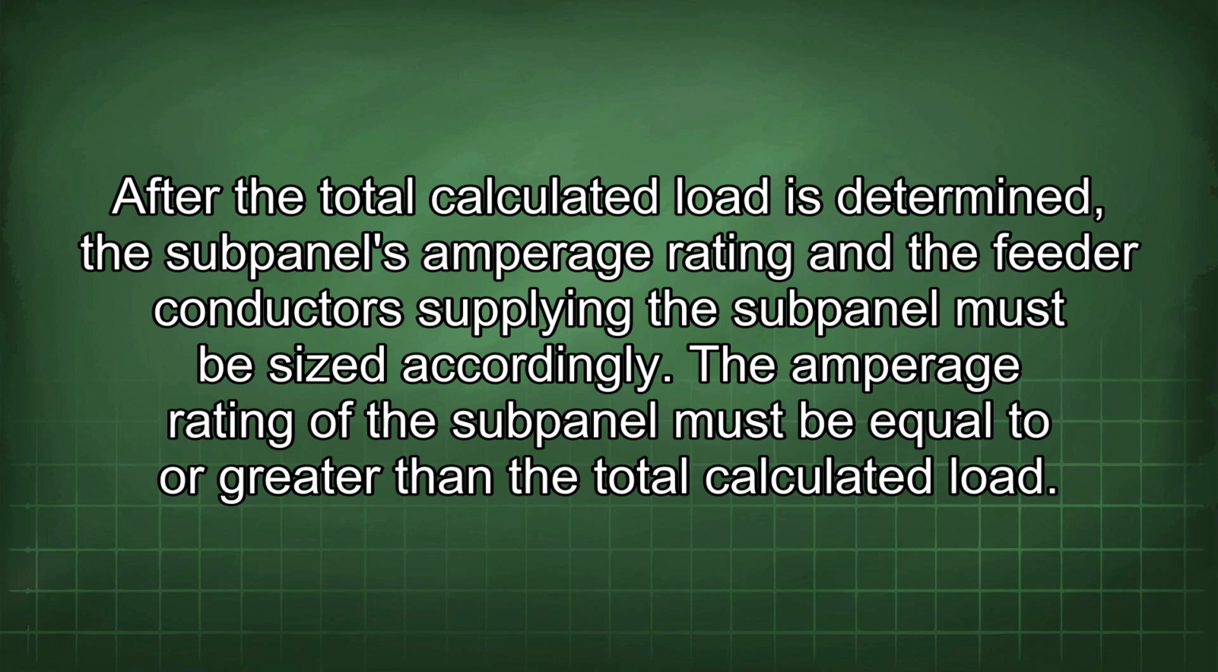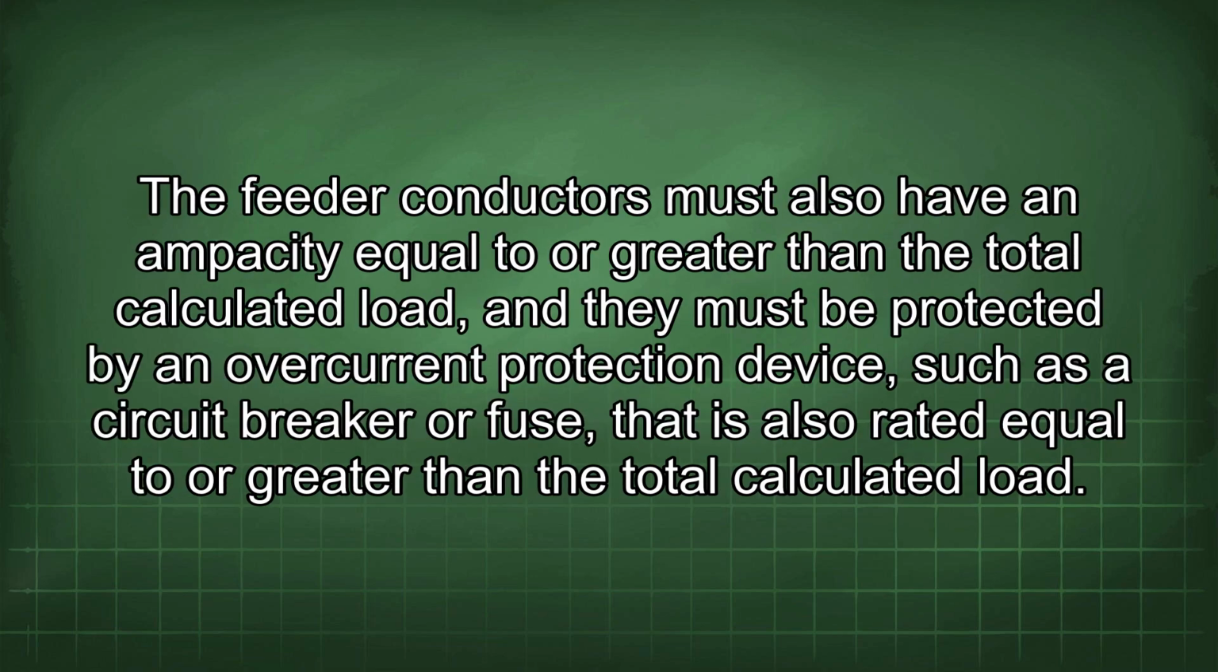The amperage rating of the subpanel must be equal to or greater than the total calculated load. The feeder conductors must also have an ampacity equal to or greater than the total calculated load, and they must be protected by an overcurrent protection device such as a circuit breaker or fuse that is also rated equal to or greater than the total calculated load.